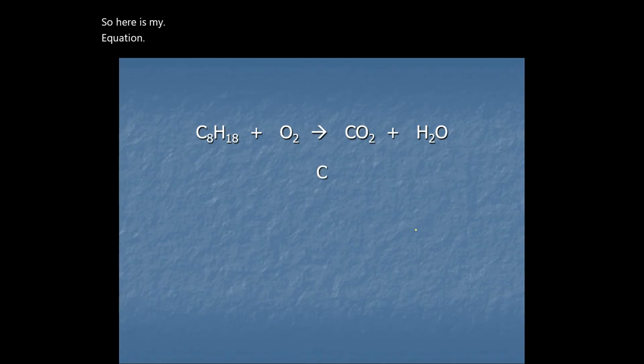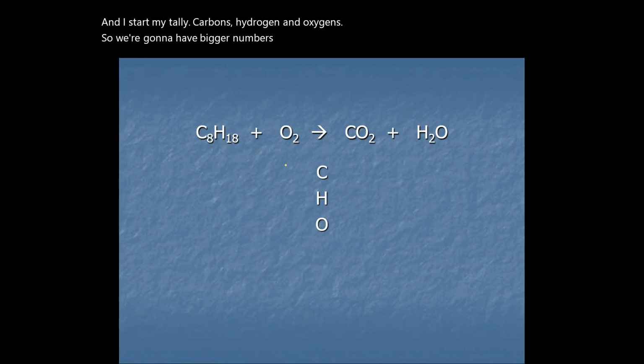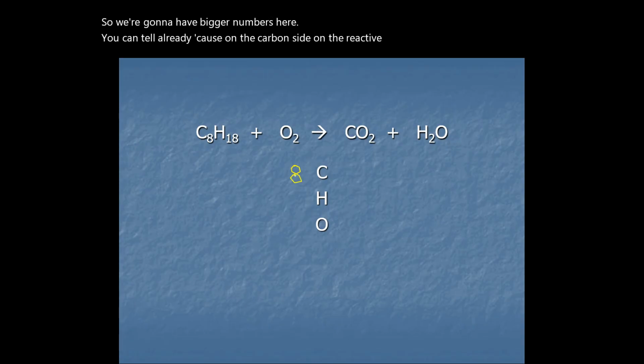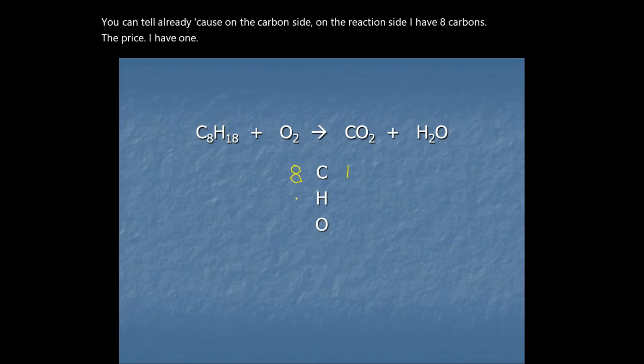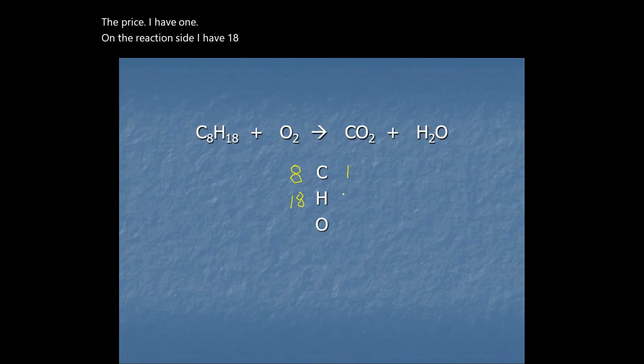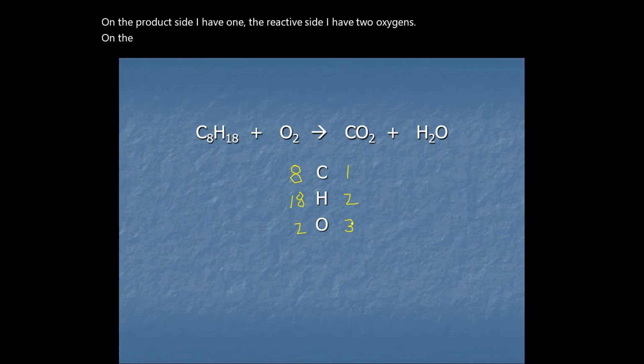And I start my tally, carbons, hydrogens, and oxygens. So we're going to have bigger numbers here. You can tell already, because on the carbon side, on the reactant side, I have 8 carbons. On the product side, I have 1. On the reactant side, I have 18 hydrogens. On the product side, I have 1. And on the reactant side, I have 2 oxygens. And on the product side, I have 3.